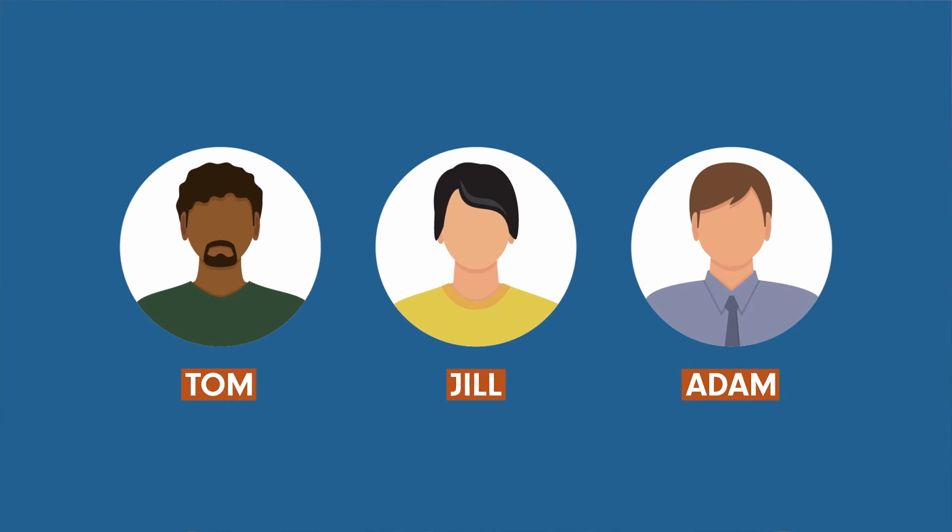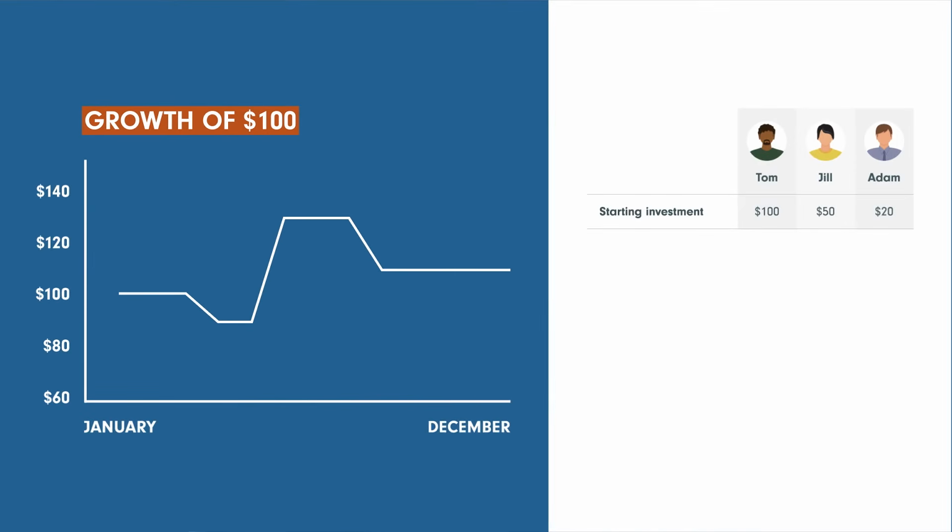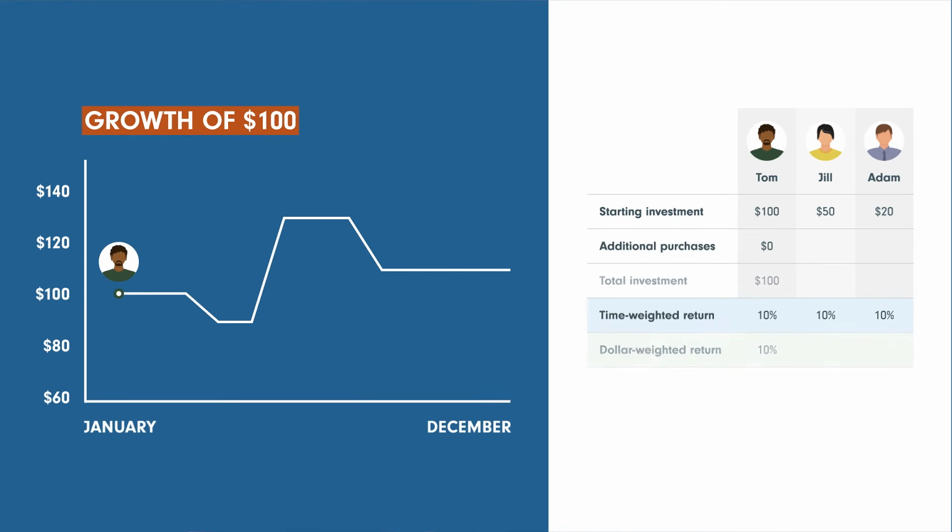Let's illustrate this a little bit. Here we have Tom, Jill, and Adam, who all buy the same stock on the same day, but in varying amounts. Despite the security going up and down over the course of the year, if they all hold on to it and do not sell it off completely, they will have the same time-weighted return because they have been invested for the same amount of time. Dollar-weighted returns, on the other hand, are much more specific to each person. Tom invested all of his money on day one, so his dollar-weighted return is the same as his time-weighted return.